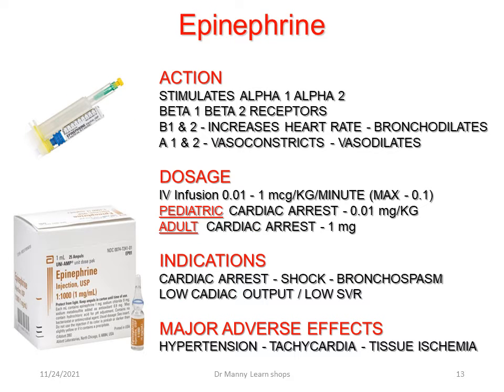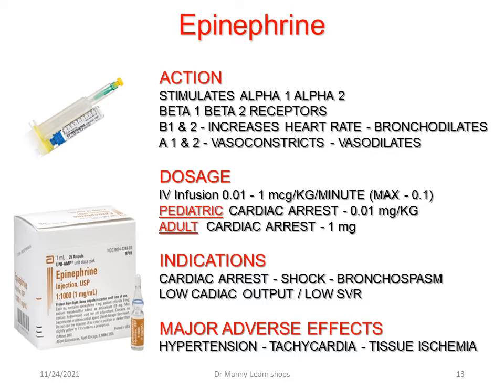Epinephrine is another agonist, and it stimulates alpha-1 and alpha-2, beta-1 and beta-2 receptors. The beta-1 and beta-2 receptors increase heart rate and cause bronchodilation. The alpha-1 and alpha-2 vasoconstrict and vasodilate. Now, the dosage, again dependent on your organisational policy, here is 0.01 to 1 microgram per kg per minute to a maximum dose of 0.1.